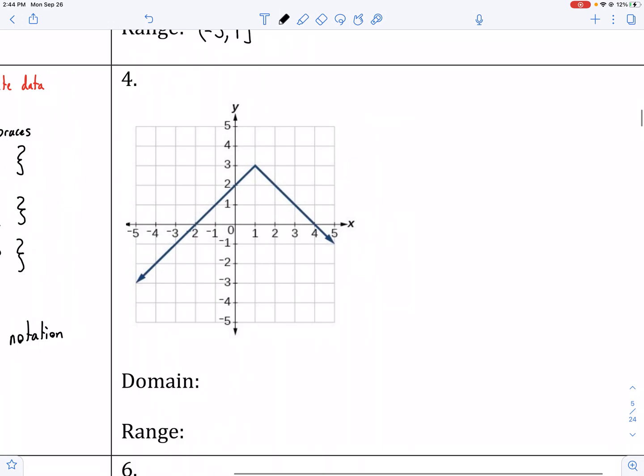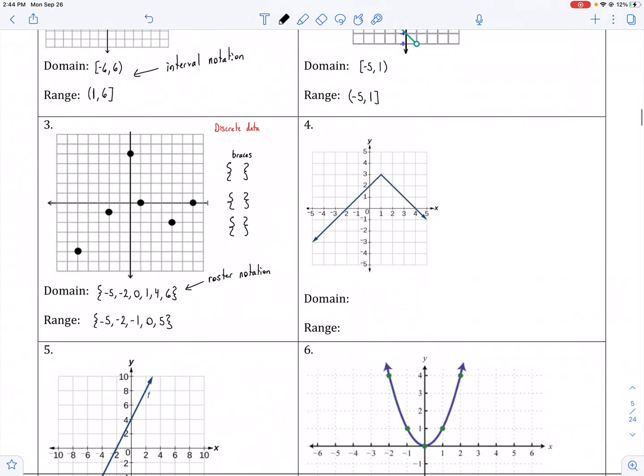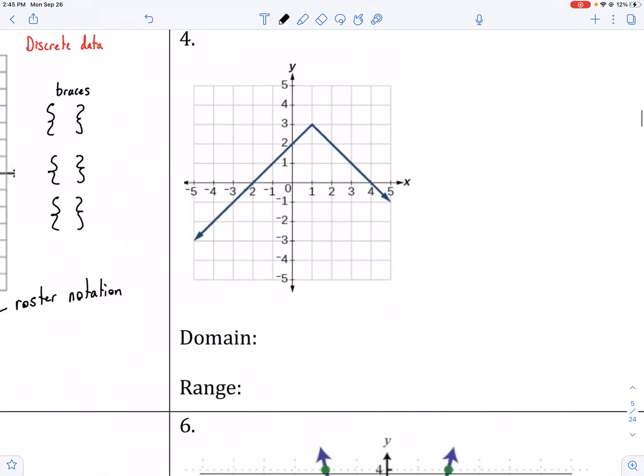All right, let's keep going here. So I'll just go through a list a little bit faster. The domain for this should be everything from -infinity to positive infinity, because it goes to the left forever, and it goes to the right forever, and everything in between.